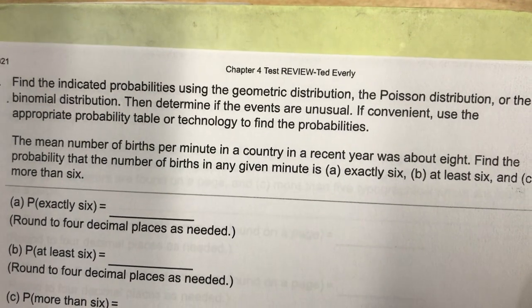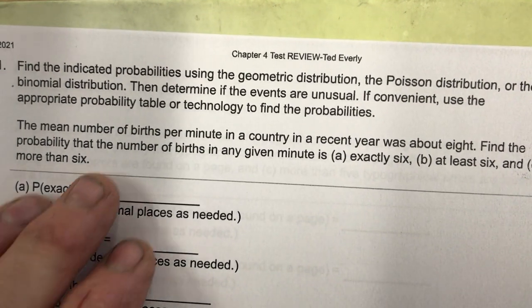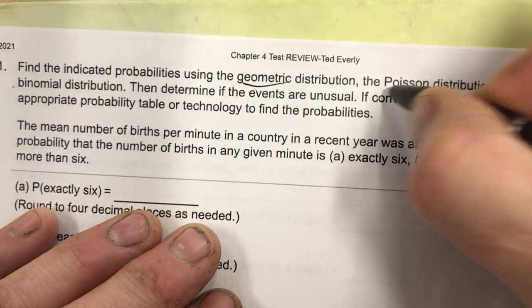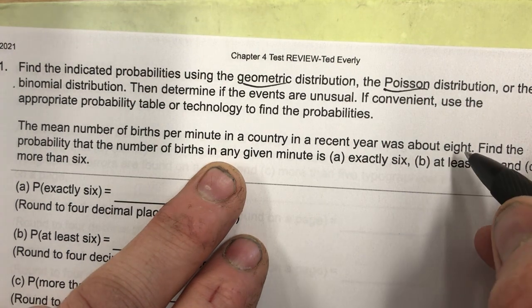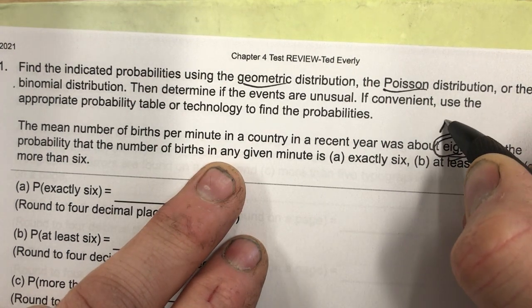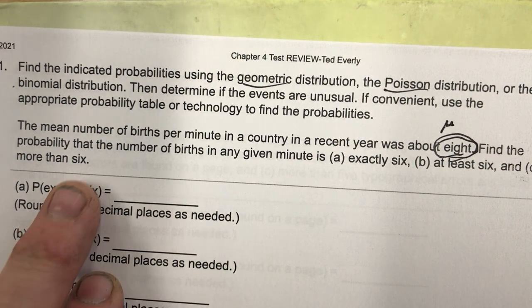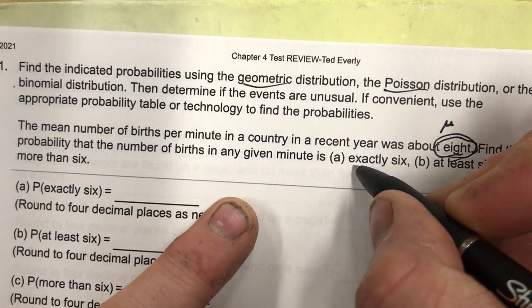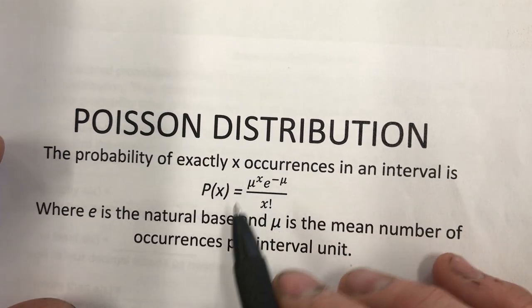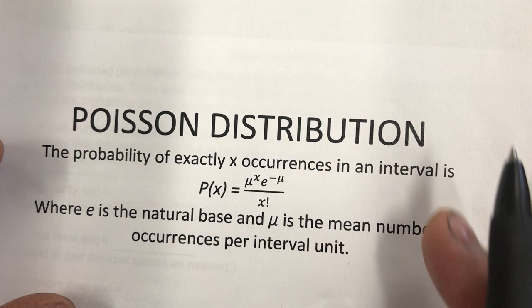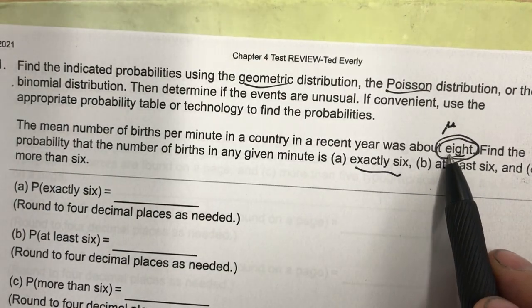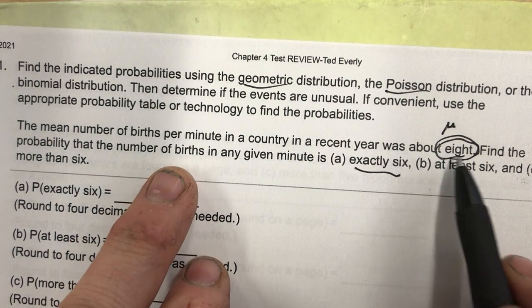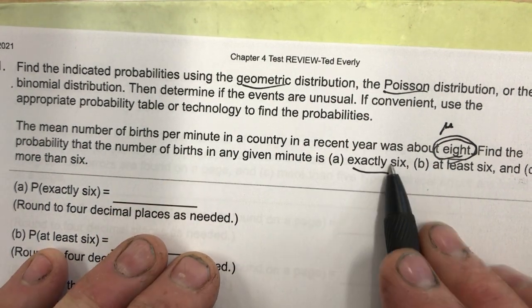Okay, 21. We've got to figure out if this is geometric, Poisson, or binomial. The mean number of births per minute in a country in a recent year was about 8. That's my mu. Find the probability that the number of births in any given minute is exactly 6. This is a Poisson, where we normally have this average, but now we want to see the probability if this much happened. So normally we have 8 births per minute. What's the probability that we have exactly 6?